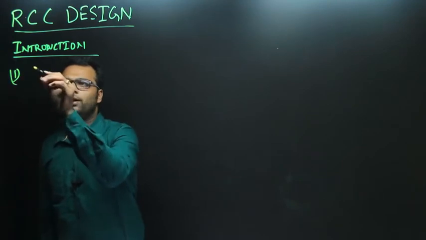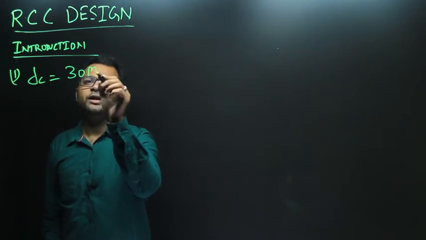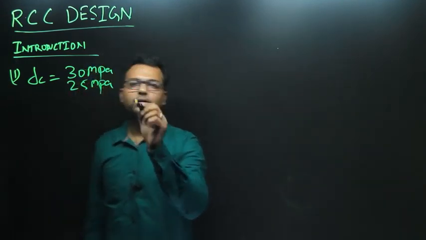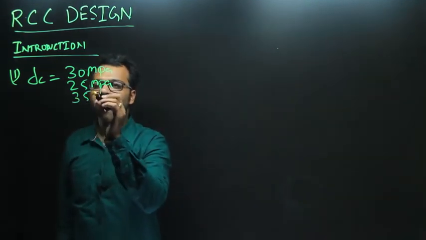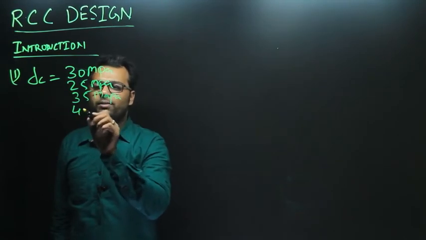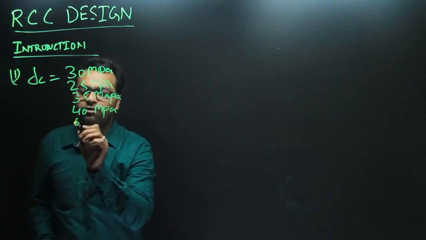So let us take one example for calculating the characteristic strength of a concrete member. Let me take an example. If I say the samples had a characteristic strength of 30 MPa, 25 MPa, 35 MPa, and 40 MPa. Okay, let me take one more sample, 50 MPa.